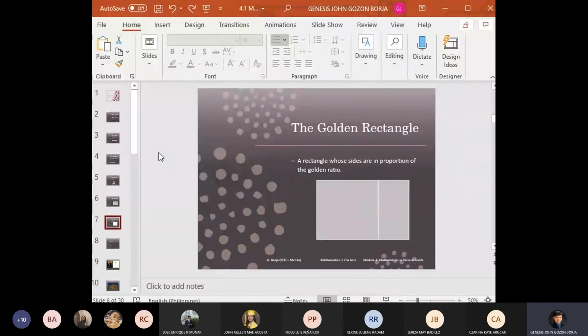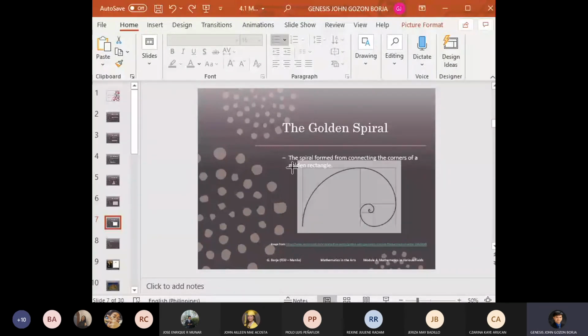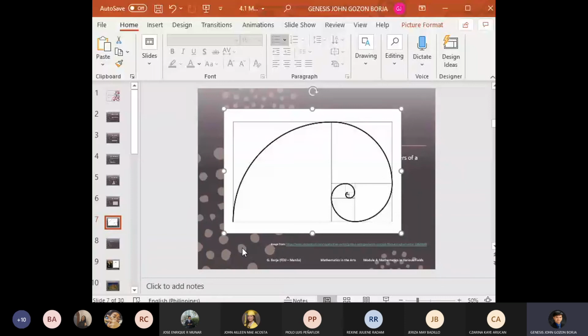And if we construct golden rectangles side by side, and we connect the corners of these golden rectangles, we get what we call the golden spiral. So for example, this is a golden rectangle, and then kung kunyari itong golden rectangle na to, ay magiging part naman ng isang mas malaking golden rectangle. Tapos itong golden rectangle na to ay magiging part ulit ng isang mas malaking golden rectangle, and then so on and so forth. So itong part magiging golden rectangle ulit, tapos itong part na to magiging part naman ng mas malaking golden rectangle.